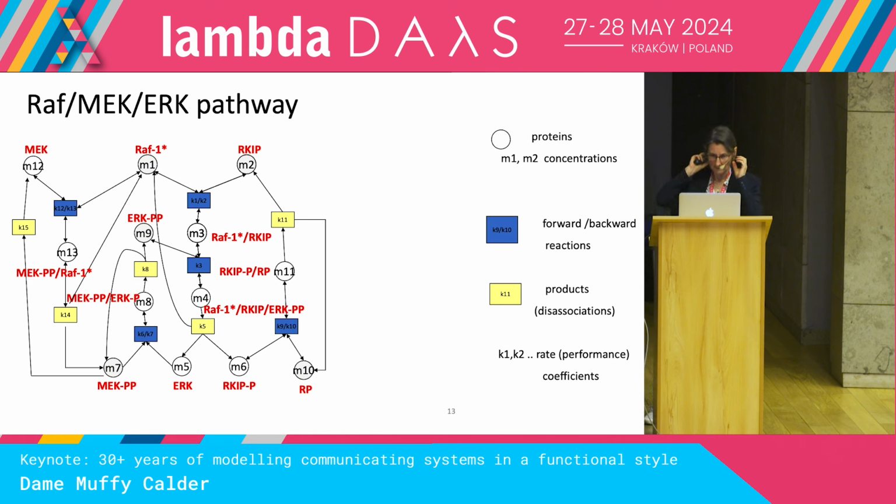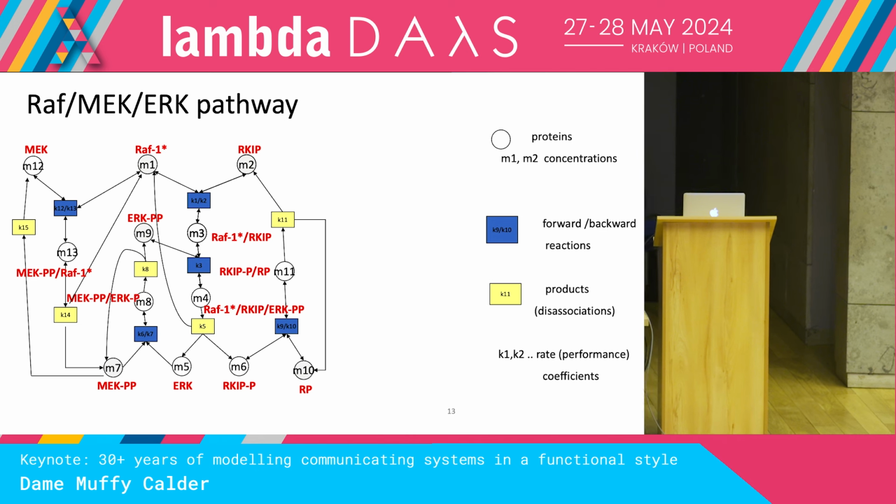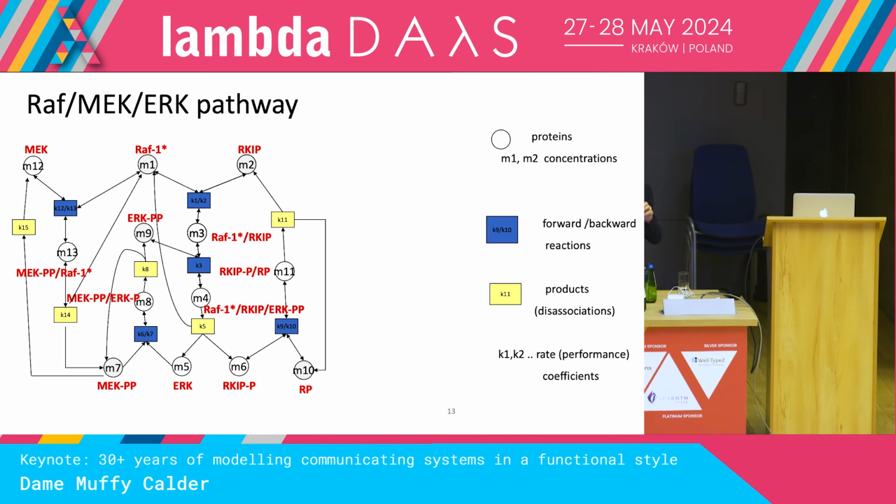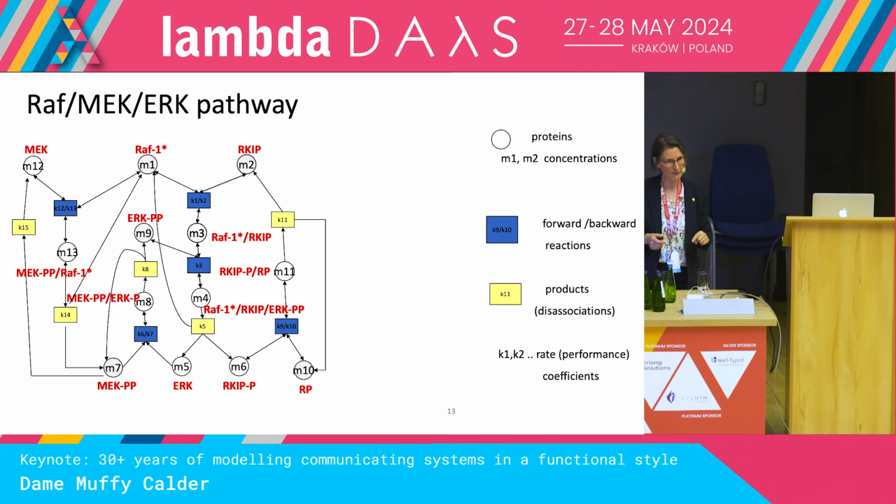Okay, so here we go. The circles are proteins. The squares denote reaction rates, whether they're forward, backward reactions or just dissociations, which are products. And the numbers, K11, K12 and so on, in the boxes are the rate coefficients. These all come from mass action kinetics.